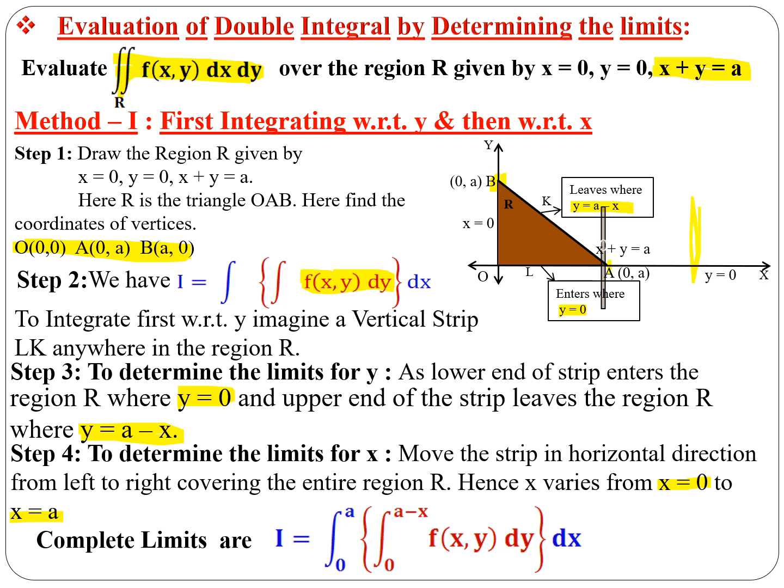So our integral with the complete limits is I equal to the integral from 0 to a, which is the limit of x, and 0 to a minus x, f of xy dy, and the whole dx. So the y limit is 0 to a minus x and the x limit will be 0 to a.